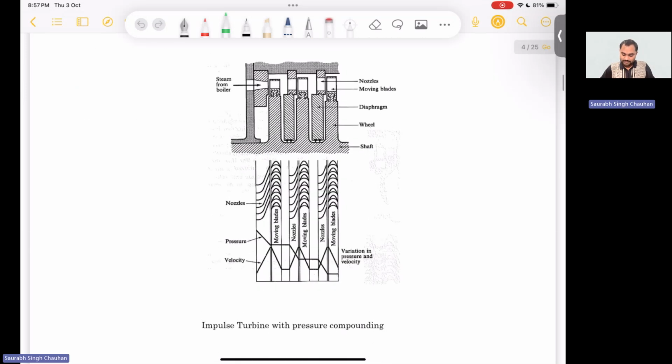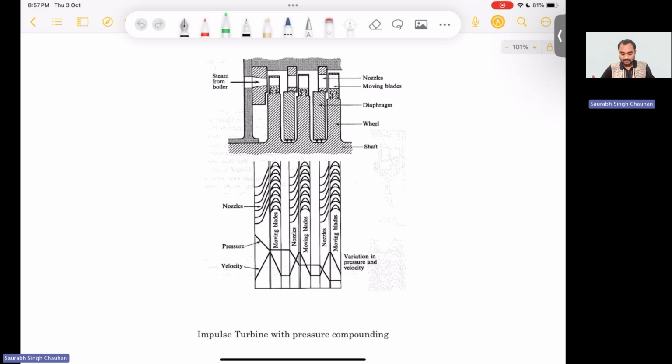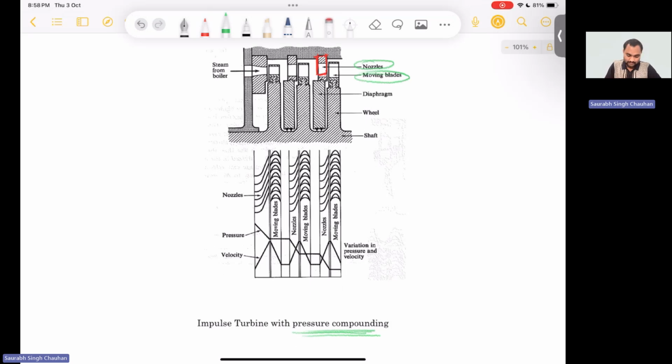For impulse turbine, there are two types of compounding: pressure compounding and velocity compounding. Here I have shown pressure compounding. Here you can observe that there are some moving blades and there are some nozzles. For example, here this is a nozzle, here this is a nozzle, and here this is a moving blade. So this is a nozzle, this is a moving blade, and just below this diagram you can see more clearly.